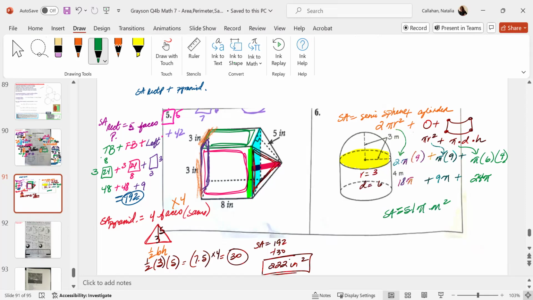Don't forget the pi. It's not 42. 18, 9, and 24 is not 42. 18 and 24 is already bigger than that. You've got the 9. Don't forget the 9. Okay, you have the semisphere and the cylinder. The cylinder has two parts. The cylinder here has the 9 pi and the 24 pi. Do you understand? So what's your answer then? Go add your stuff together.